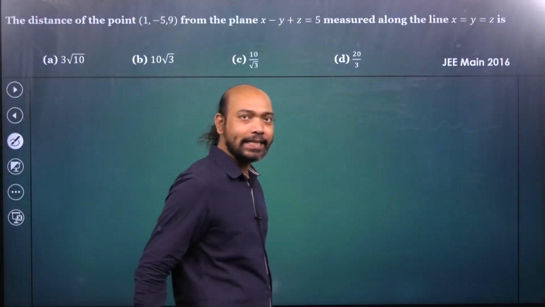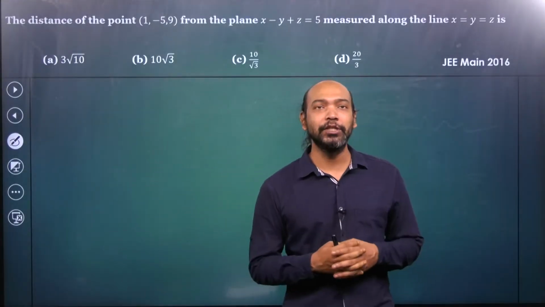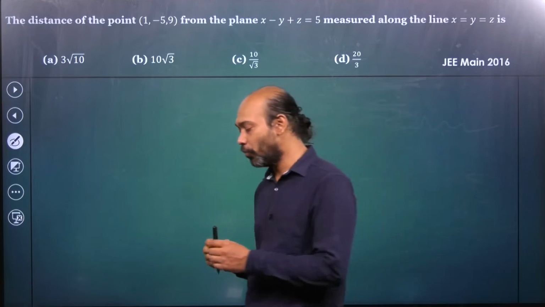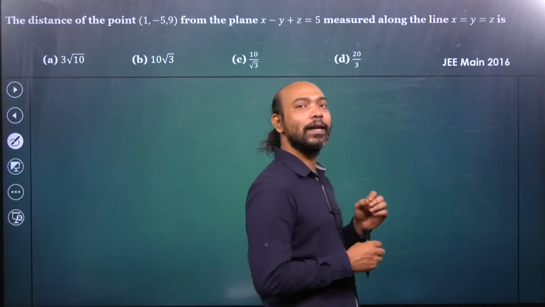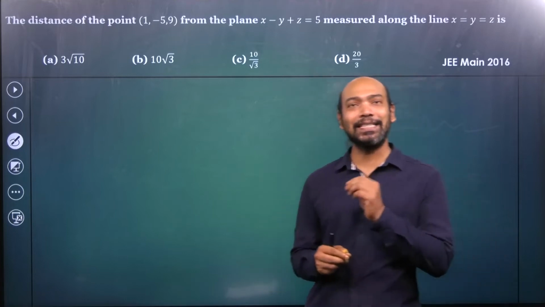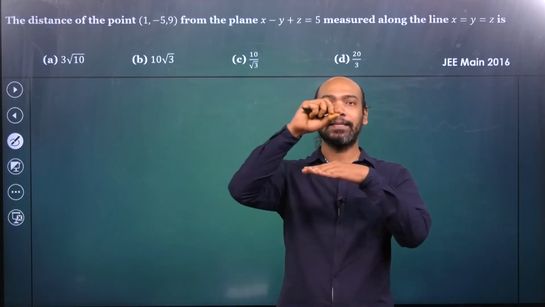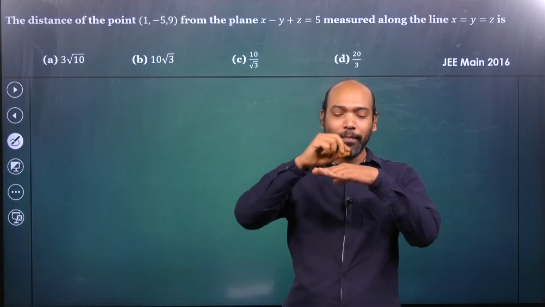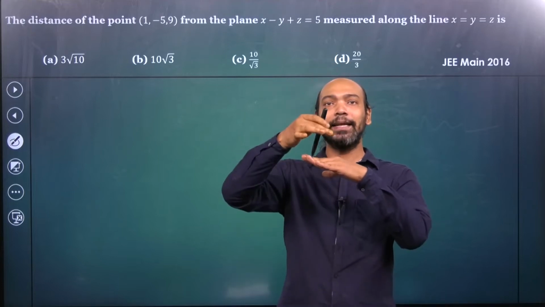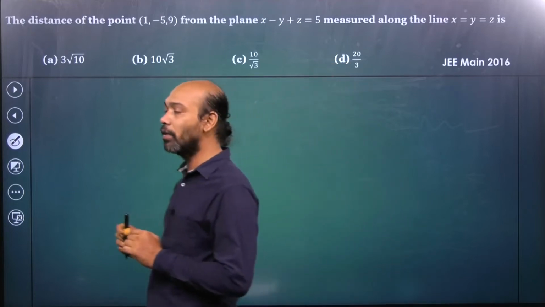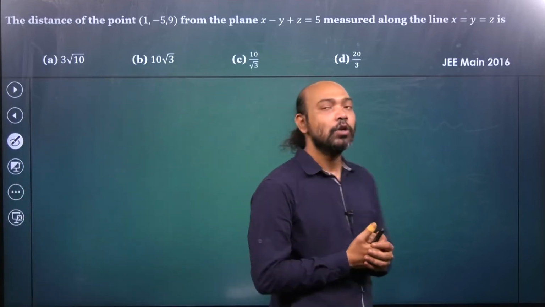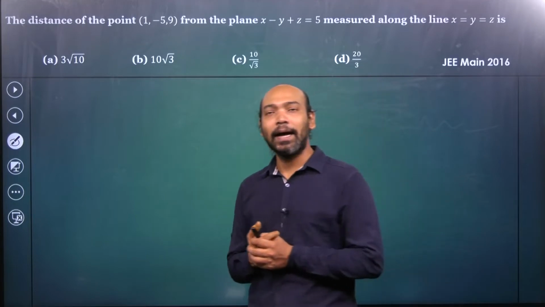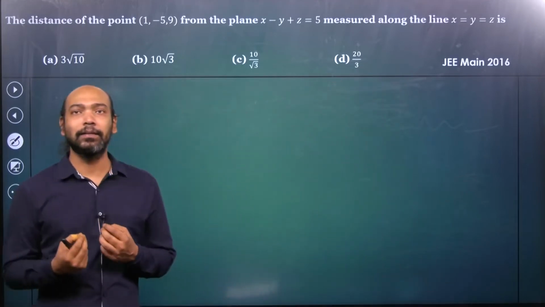Hi all. This is a problem from three-dimensional geometry, and it says that we are to find a point, right? 159 is a point given to us, and a plane is given to us. So there is a plane and there is a point. It says that if we measure the distance along another line x equal to y equal to z, then what is the distance? Basically it says how we measure the distance.